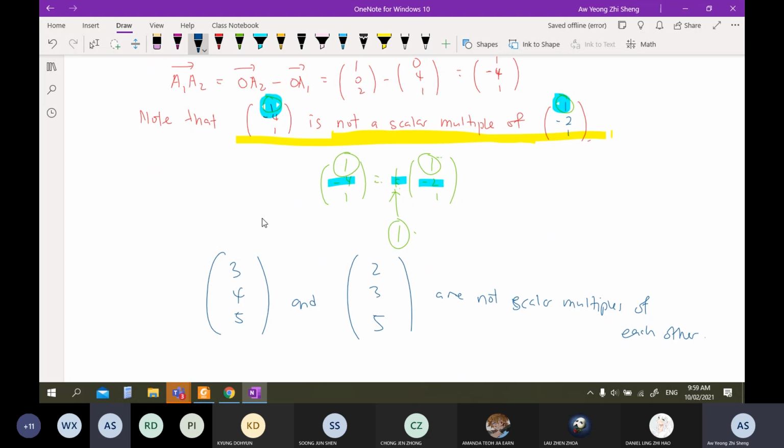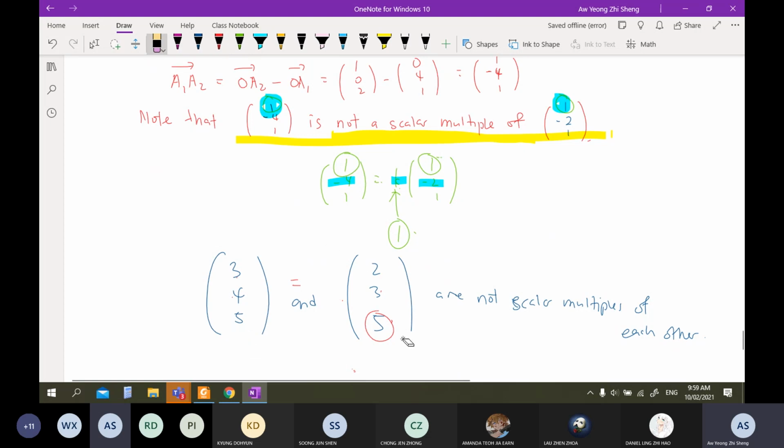Because if you really set them to be equal, and you put a k here, then because they have the same z component, k is supposed to take the value of 1. But then when k takes 1, 4 is not equal to 3. 3 is not equal to 2. So that means you can never find a consistent k.